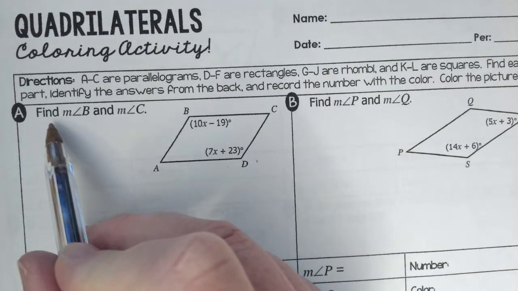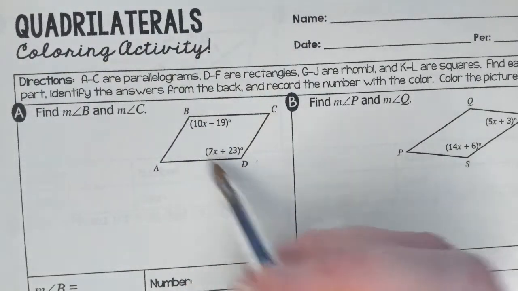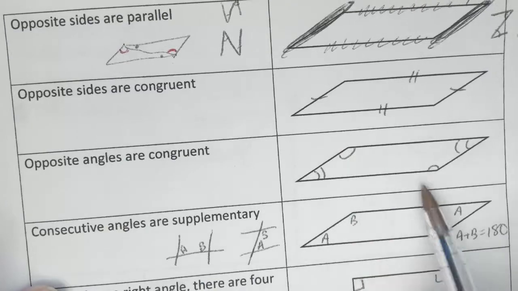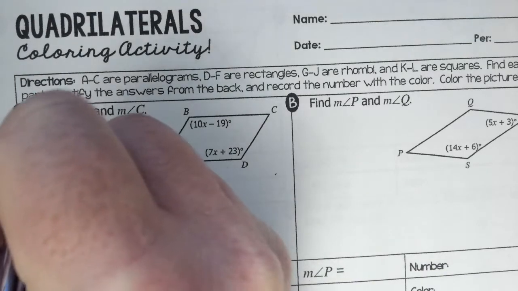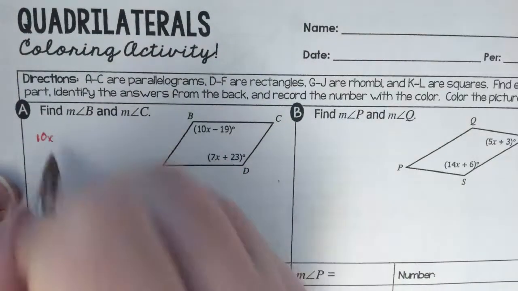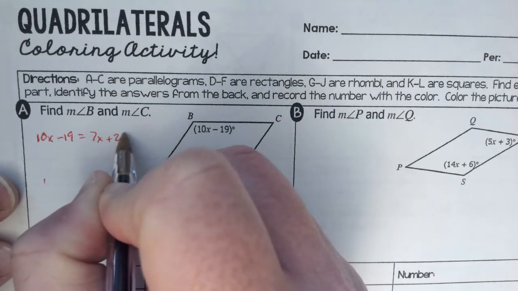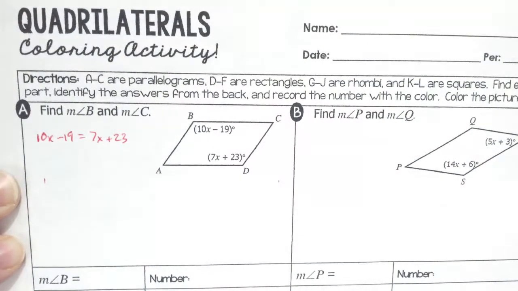So angle B and C. Looking at these for a parallelogram, do you think that they equal each other or add up to 180? The rule says that these are opposite from each other, and opposite angles are equal to each other. So 10x minus 19 is equal to 7x plus 23. Those are equal to each other, and all you have to do now is solve.